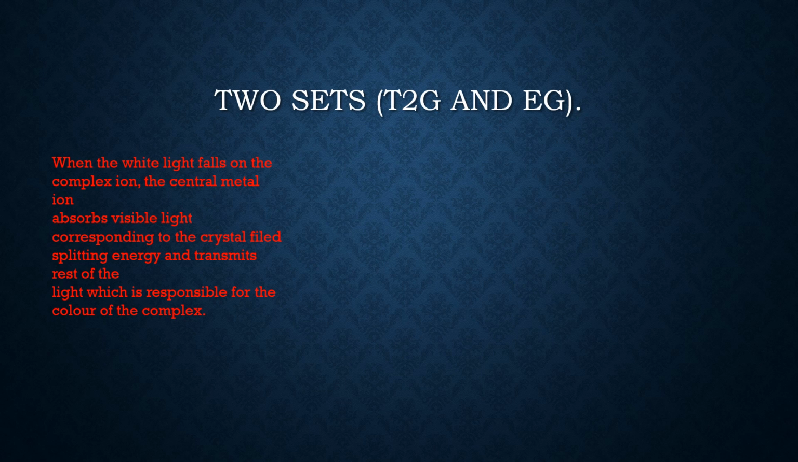We shine the light on the sample. So it absorbs white light, the visible light corresponding to the crystal field splitting, and transmits the rest of the light, which is responsible for the color of the complex. So when white light is absorbed, it transmits a complementary color, whether it may be blue, green, yellow or whatever. But we are passing white light, and white light by itself is not able to give any complementary color, so we only analyze with white light as the source.